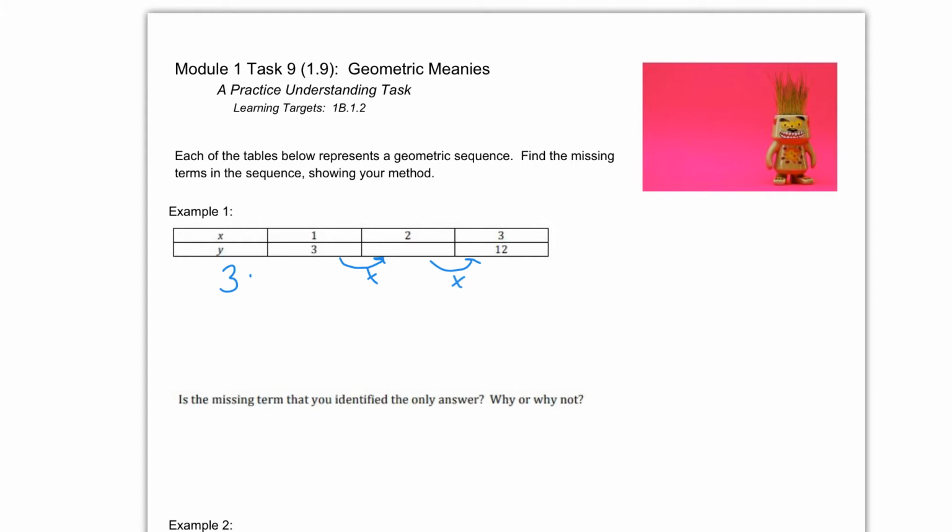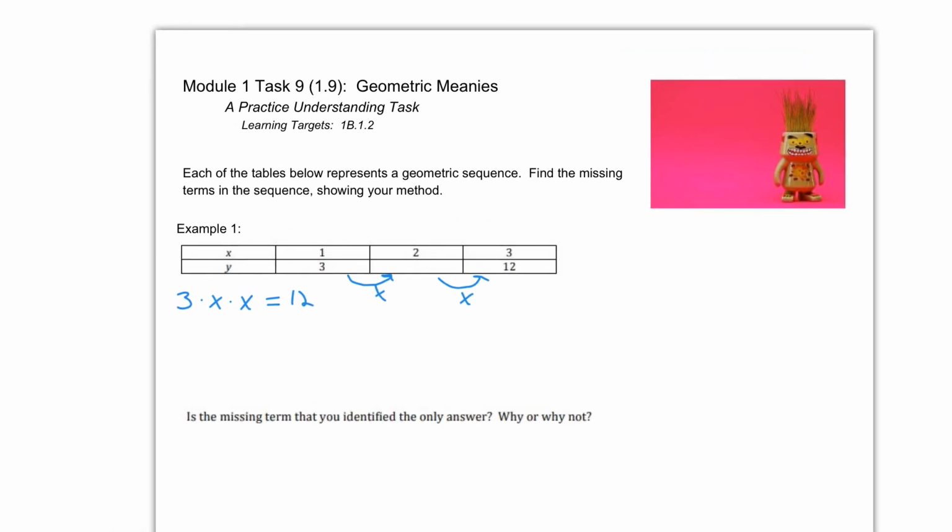Actually, I'm going to move this over just a little bit so we have more space. 3 times x times x has to equal 12. So these two x's are where we're looking at our jumps from one to the next. And another way of writing that is we could write this as 3 times x raised to the second power equal to 12.